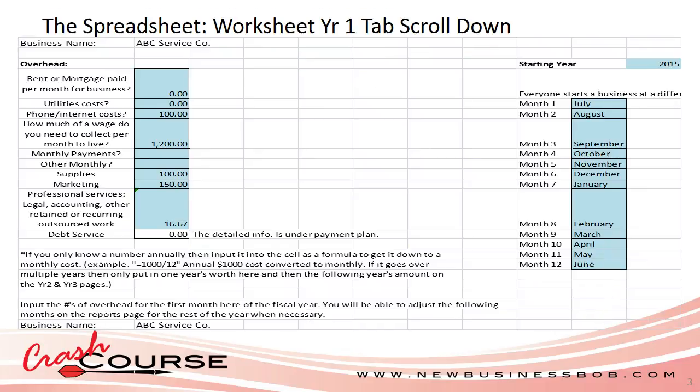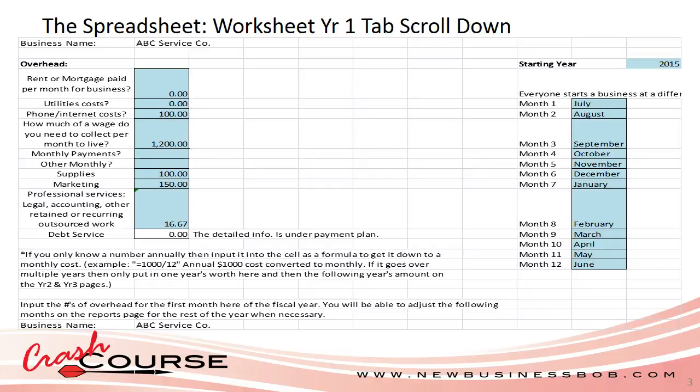So we scroll down on that first tab and we see that over on the left hand side there's an overhead section, and this is where you can input how much per month you need to pay for rent or your mortgage for your home-based business. If you have any utilities costs, your phone costs per month, how much money you need to take out of the business on a monthly basis to live. So here we've indicated it's $1,200 for a cleaning business for this person to live on. They don't have any monthly payments or other monthly costs. Supplies cost for this business is $100 a month, and there's marketing of $150.